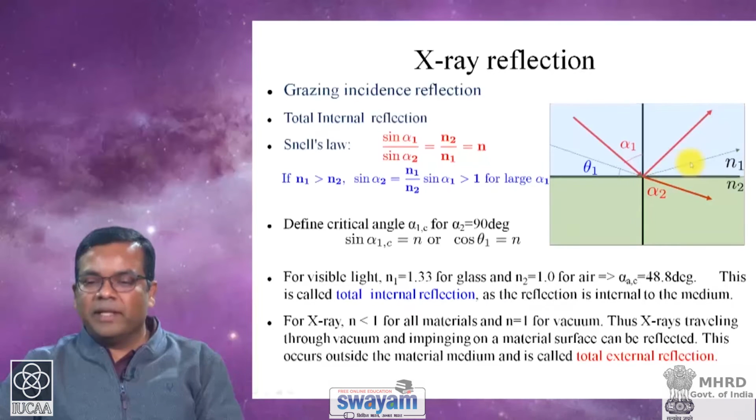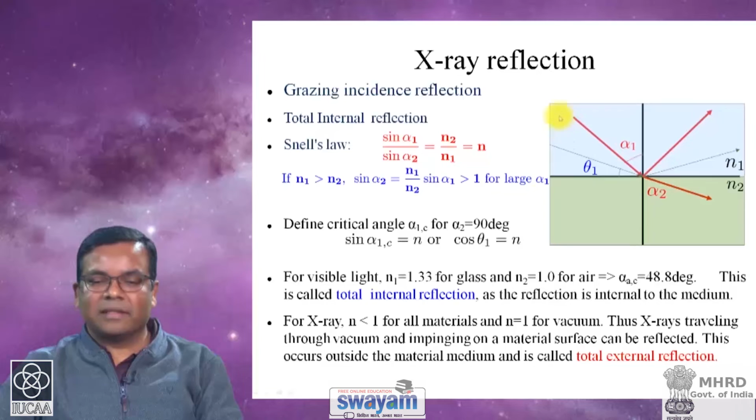Imagine there are two mediums with refractive indices n1 and n2, and optical light is incident in one of the media at an angle alpha 1. This radiation will be reflected as well as refracted at an angle alpha 2. In this case, Snell's law is essentially sin alpha 1 by sin alpha 2 is equal to n2 by n1.